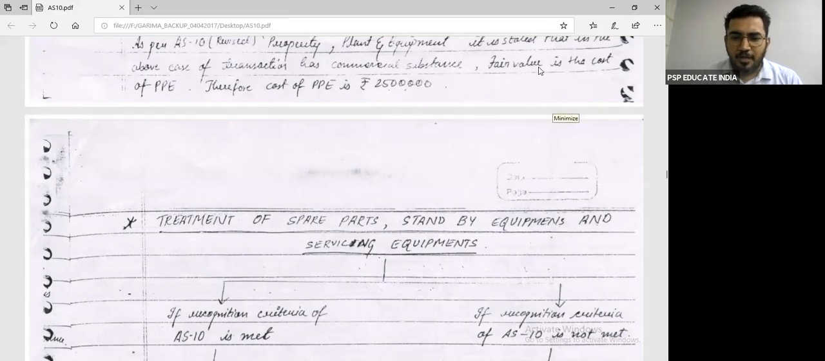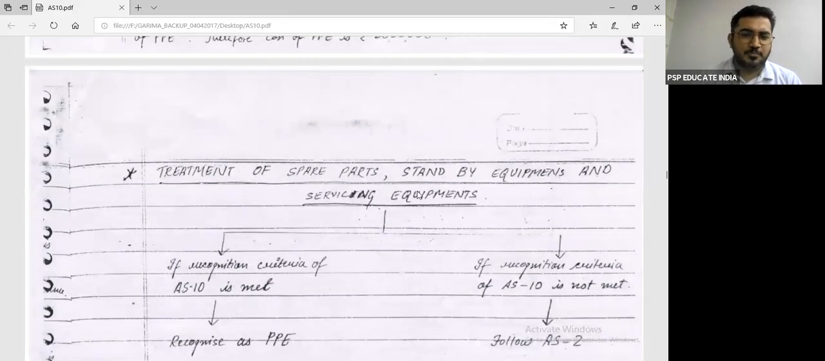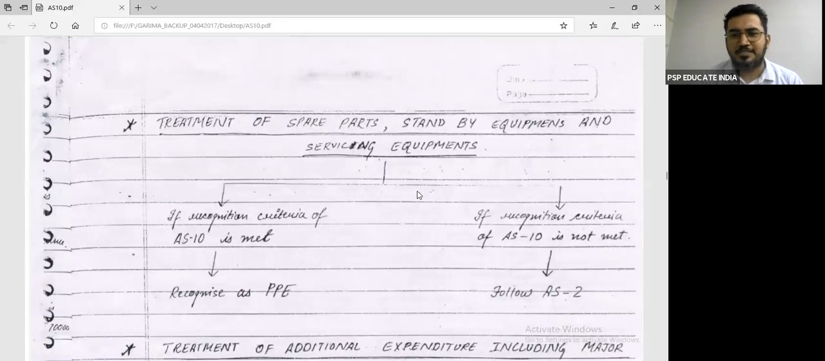Okay. If you all are clear with this, let's go to the next part, which is treatment of spare parts, standby equipments, and servicing equipments. Now, I hope you remember accounting standard 2 where we had studied how you will treat something which is commonly used with one particular type of an asset. We studied that for spare parts and consumables. Same concept is also explained over here.